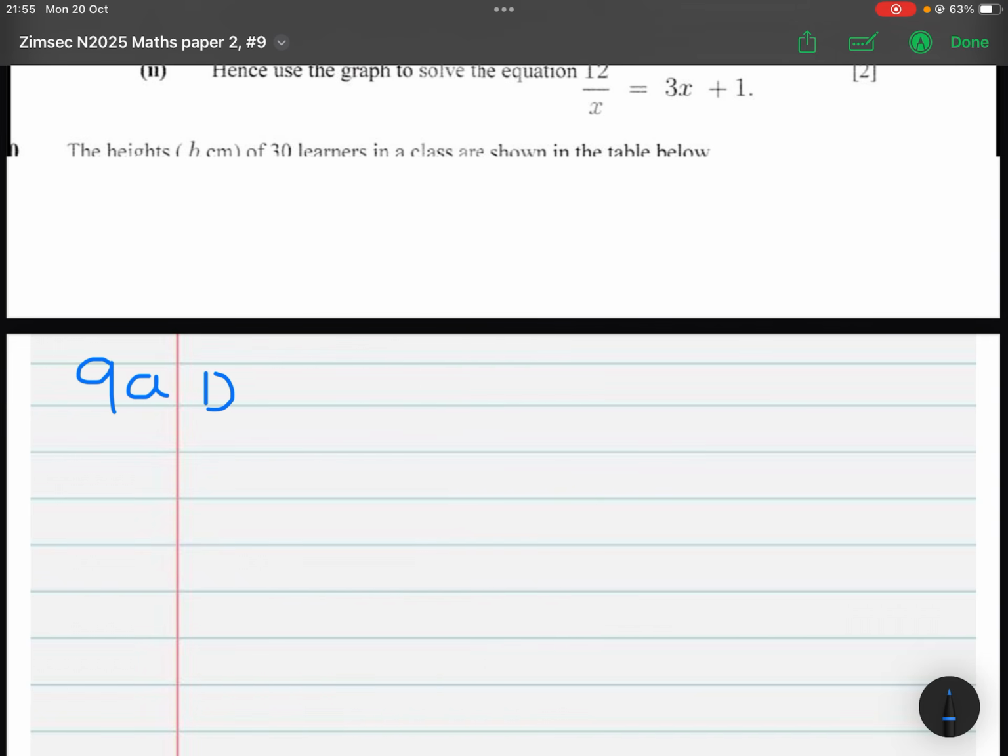So we are saying this is number 9a, part 1. We want to find the value of m. So we say m is equal to 12 over x, and then on x we substitute 1.5. So 12 divided by 1.5, we are going to get our m as 8. So this is going to be the answer on m.